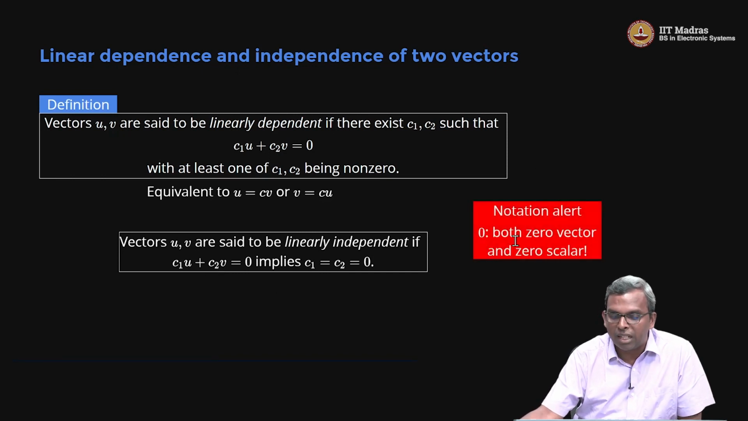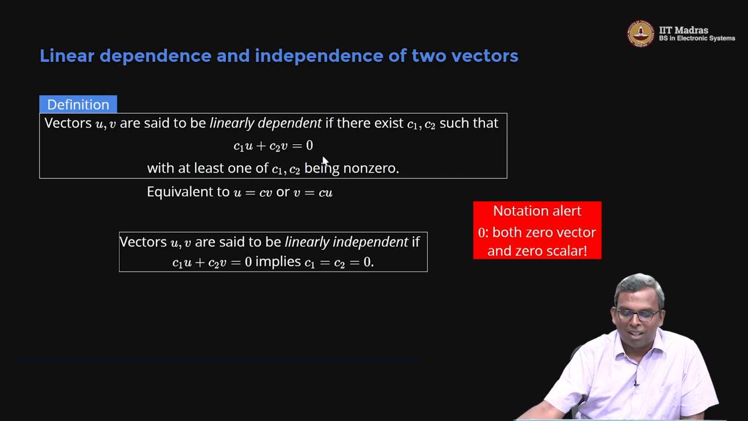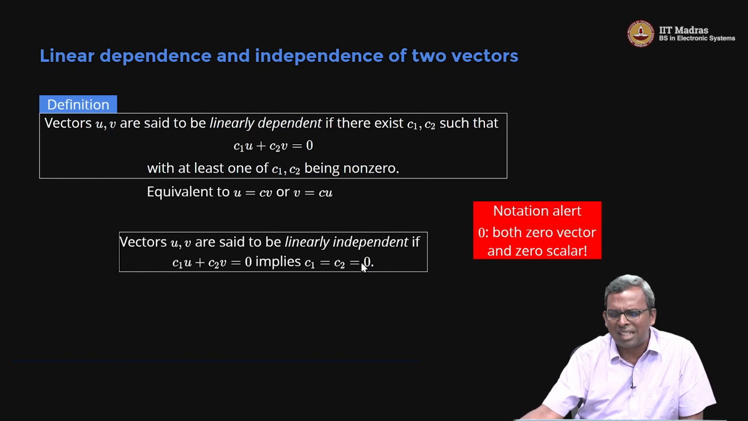Okay, so here is a notation alert you have to be very, very careful about. Here I've put 0. What is this 0? This is actually a vector 0, right? And here I put a 0. What is this 0? This is a scalar 0, okay? So it's very painful to distinguish between the vector 0 and the scalar 0.